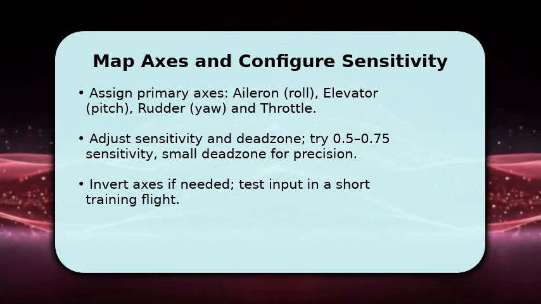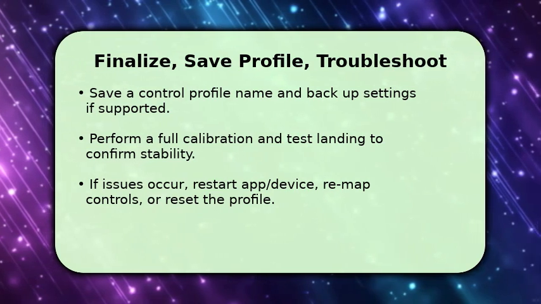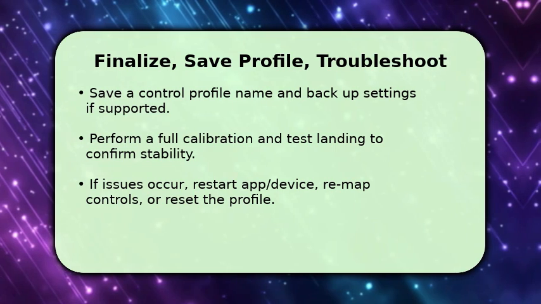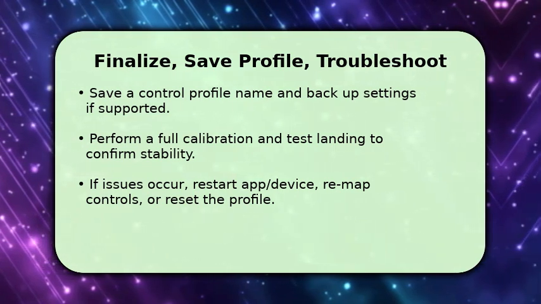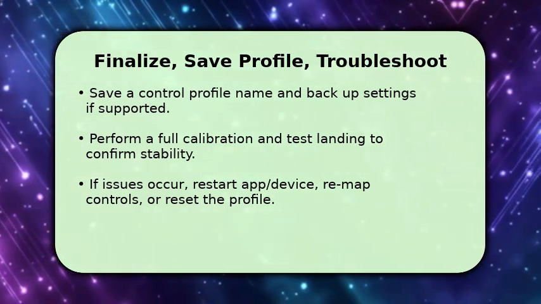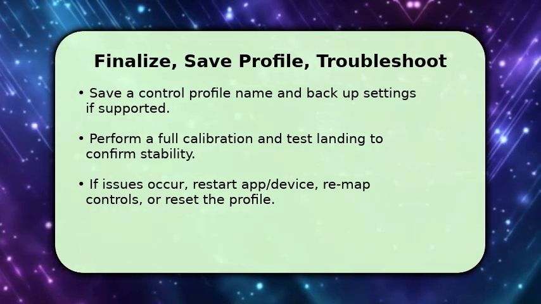Finish by saving your control profile so you don't lose the mappings and sensitivity you tuned. Perform a full calibration sequence in controls and then fly a short circuit to verify takeoff, maneuvering, and landing feel correct. If you encounter unresponsive axes or drift, restart the app and device first, then remap or reset the profile.